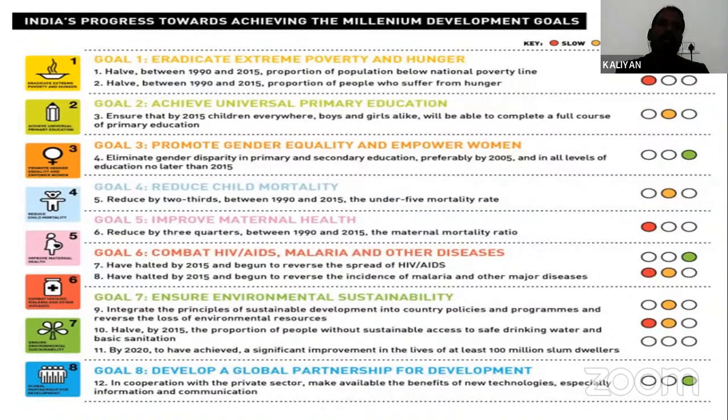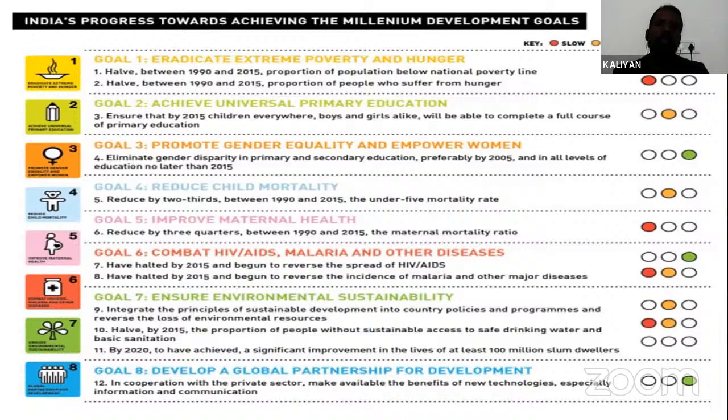Between 1990 and 2015, the target is to halve the population below the national poverty line. And the second is to halve the proportion of people who suffer from hunger. They will try to reduce the hungry population by half. And the second goal is to achieve universal primary education.